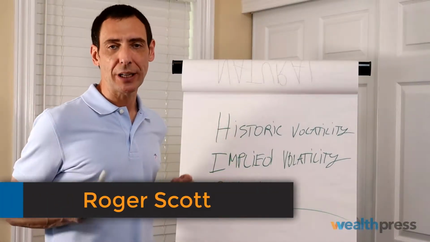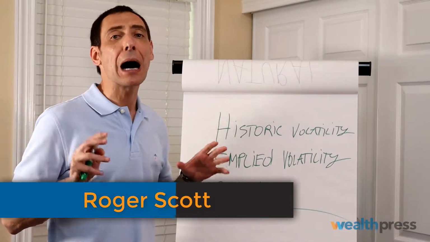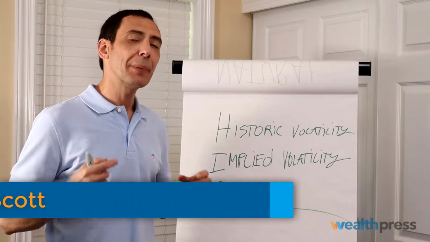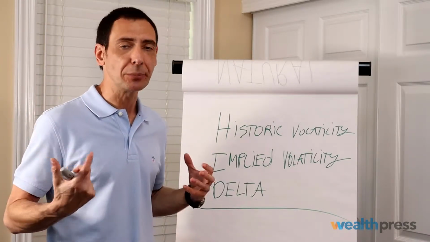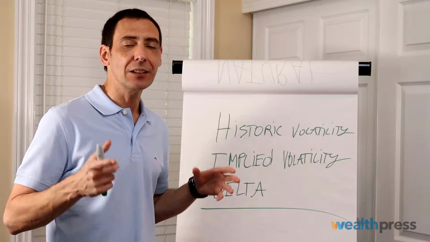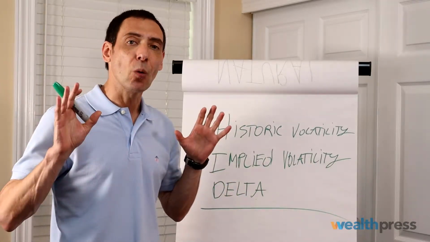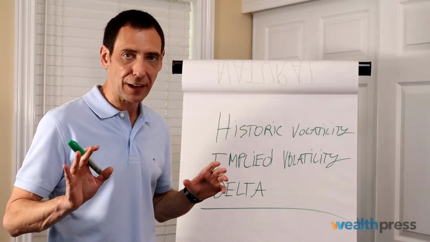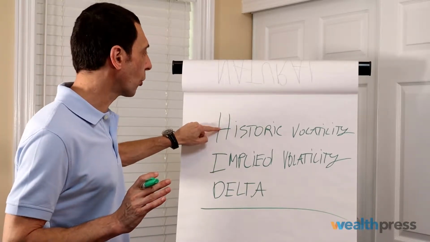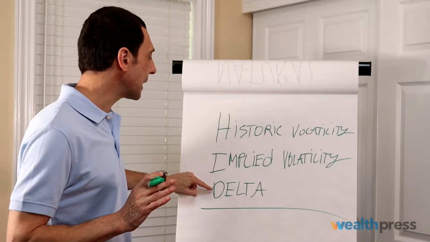Folks, I know a lot of you trade options, and I know for a lot of you, options can be difficult. Why? Because you have all these Greek terms: vega, theta, delta. It can get complicated. Implied volatility, historic volatility. So what am I going to do?